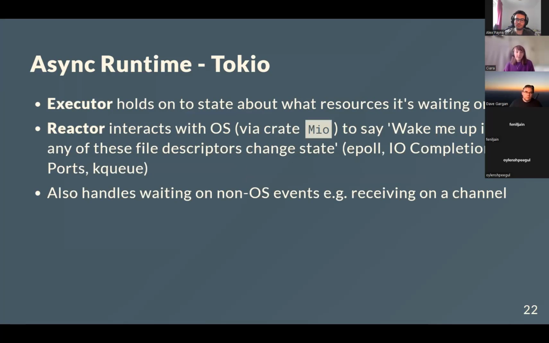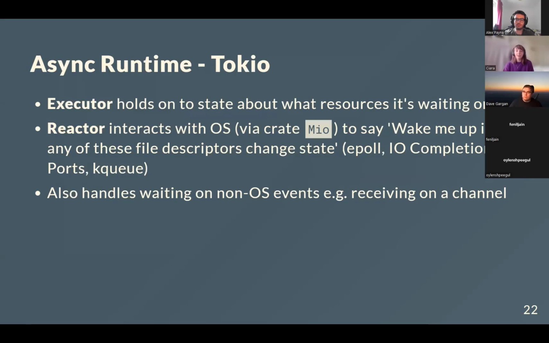The executor in Tokio is what holds on to the state about what resources it's waiting on. So as I mentioned, you might be waiting on a port. It would say, okay, this is where I'm going to hold the information about that port. The reactor is what interacts with the operating system. So this is the way that your executor can be a bit smart. Rather than just iterating through this list of futures forever, instead it can go to sleep and defer some of that work to the operating system and say, look, the operating system is in charge of this.